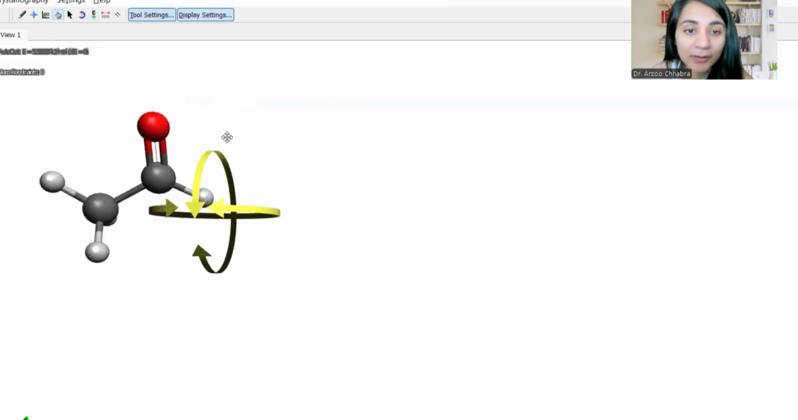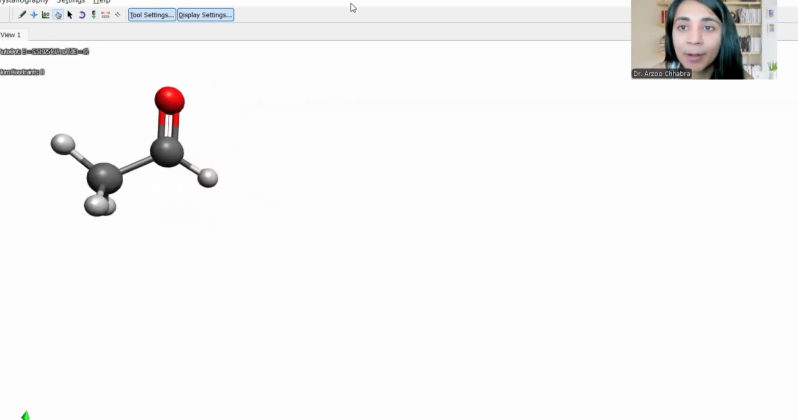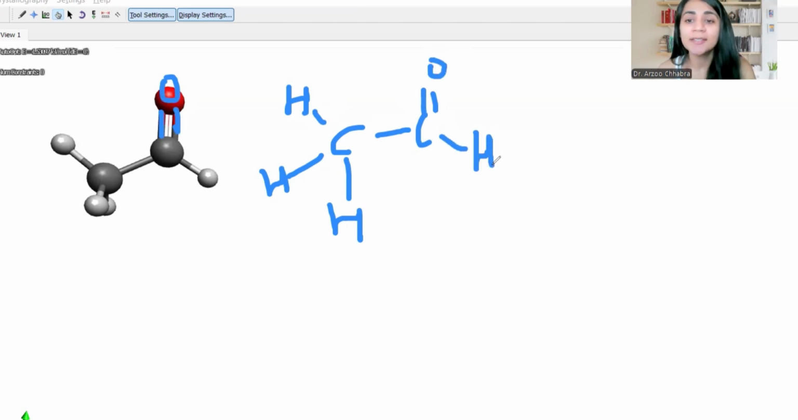So this molecule, right, is CH3, C double bond O, right, CH3. The white balls are actually the hydrogen balls. So CH3, C, and this is a double bond O, right? So this is a double bond O and an H. So this is actually an aldehyde, right?